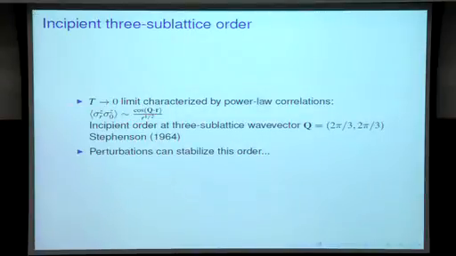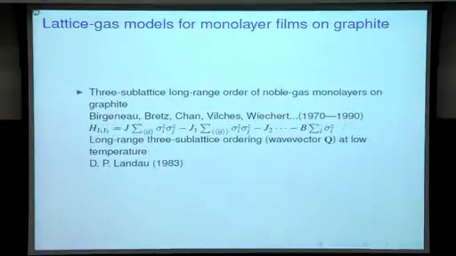And so this is what I was saying earlier in words, which is that already the simple Ising model you can view as being characterized by incipient power law correlations at that wave vector. So incipient long range order at this wave vector, and some perturbations can stabilize this order. And the first example in the literature where some additional terms in the Hamiltonian were considered that stabilize this long range order goes back actually to very ancient stuff.